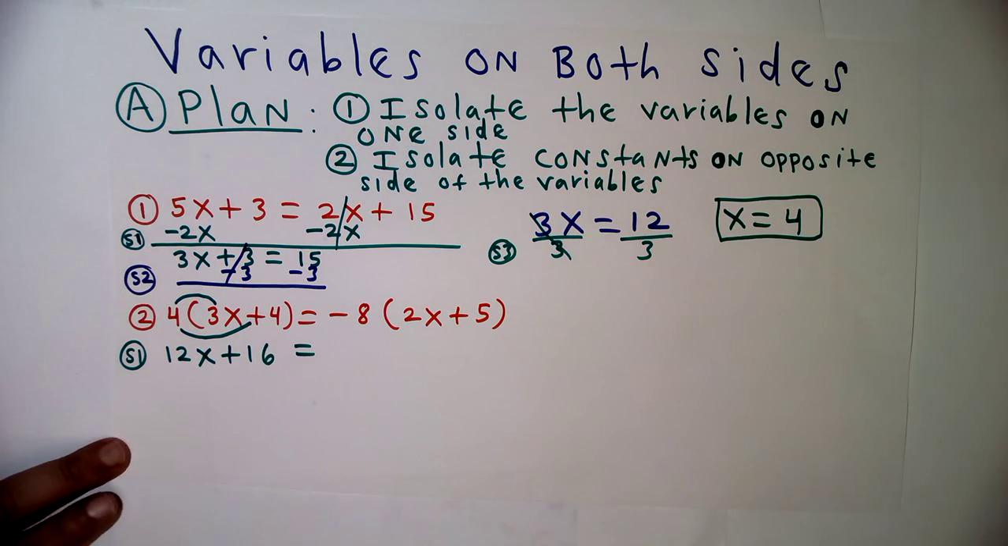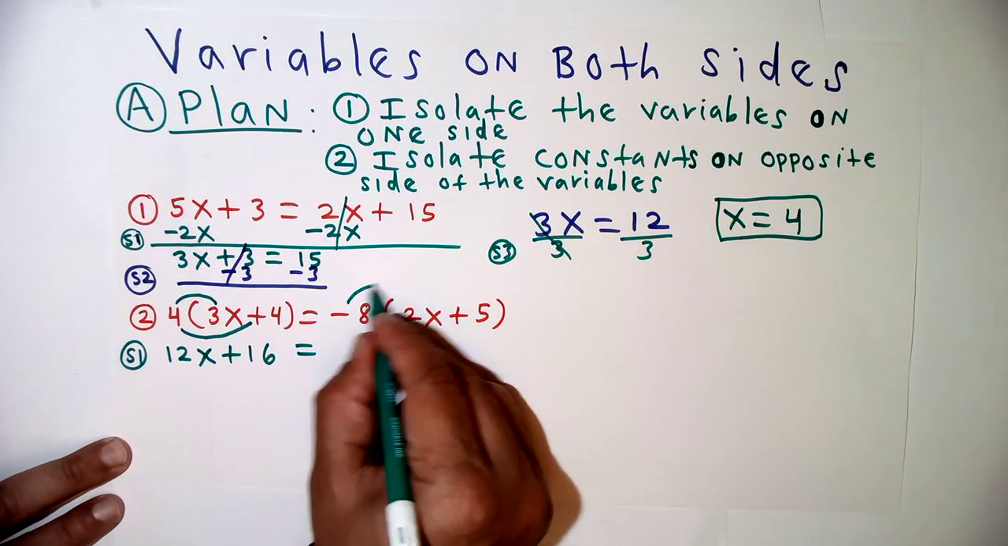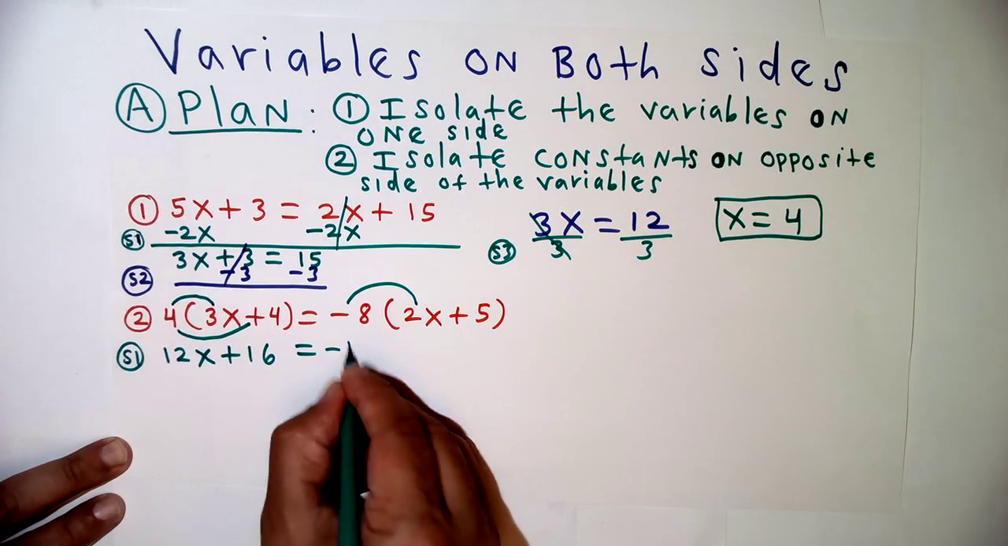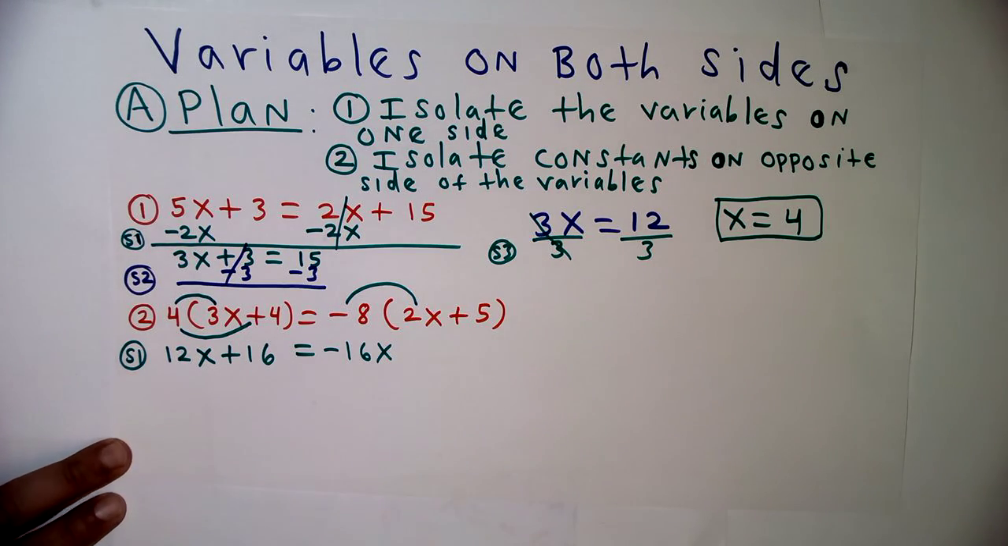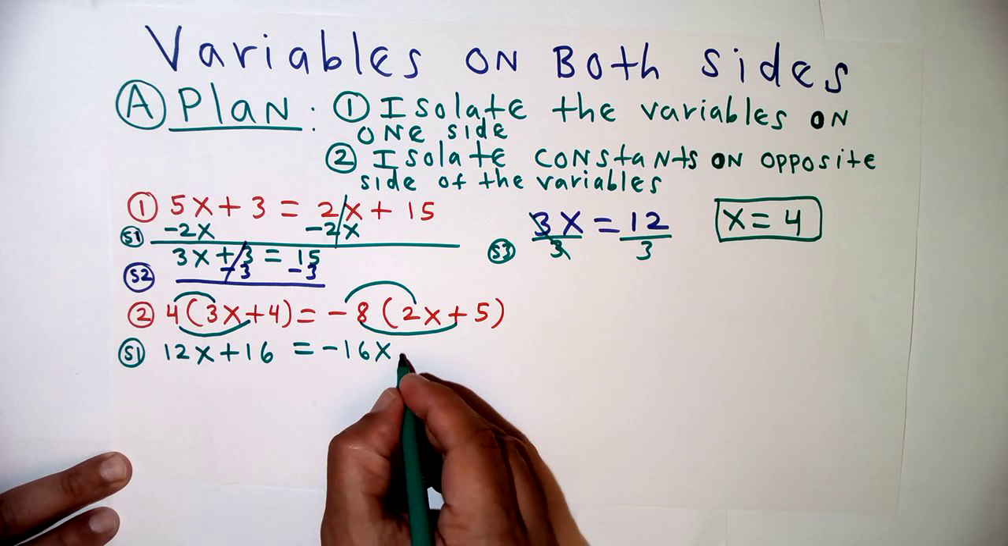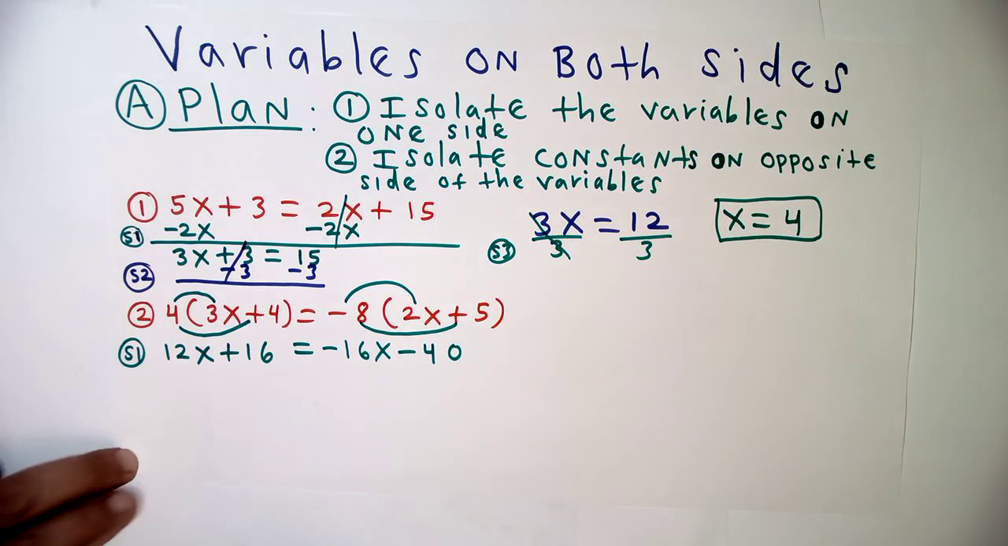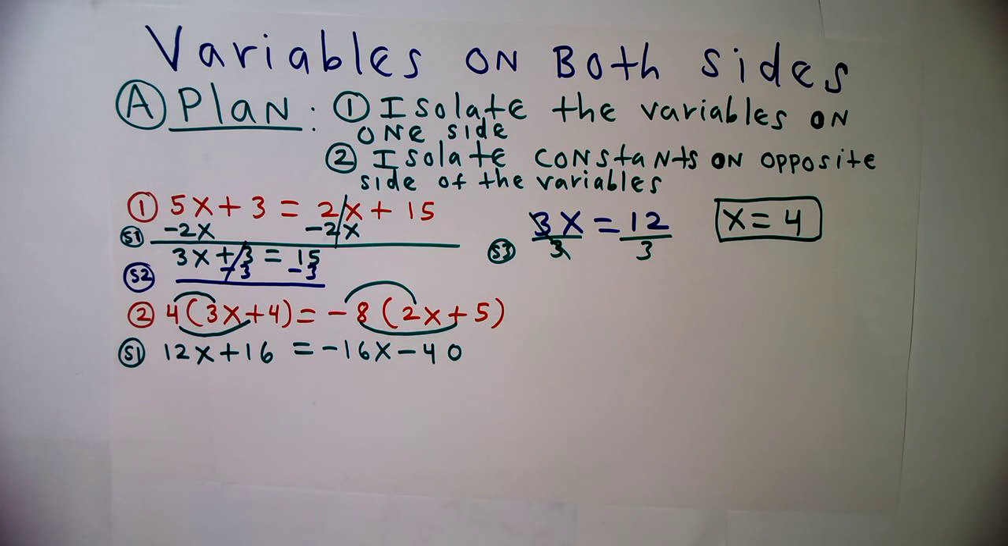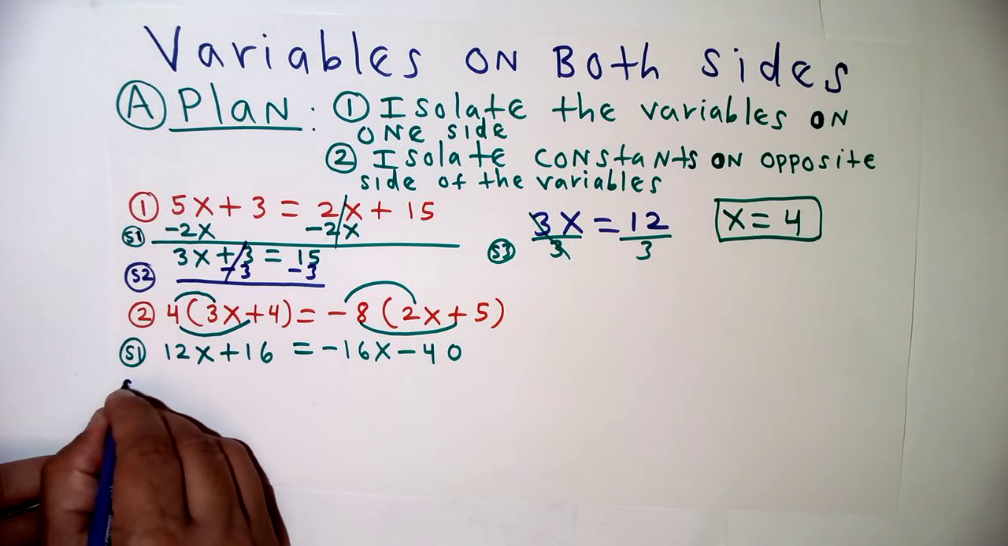equals, now I'm going to do the same thing on the other side. Negative 8 times 2x is negative 16x. And negative 8 times positive 5 is negative 40. You see, with one step, now this equation looks like the one on top. And I'm just going to follow the plan that I used before. I'm going to move, in this case, the 16 to the left. So that should be my step 2.